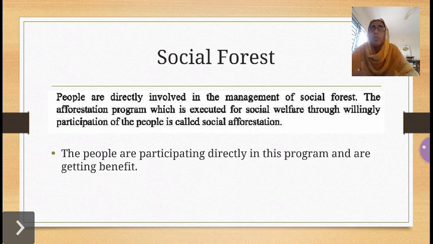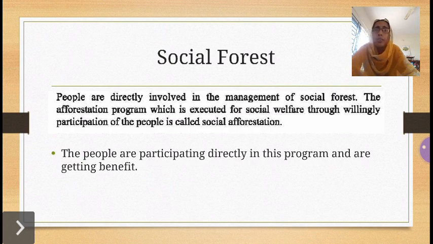Now I think you have seen many tall trees beside roads, rail lines and the highway roads of Bangladesh. I also observe it, and I think you also observe it when we go on highway roads for traveling. We find many tall trees beside all roads, highways, even rail lines. All of these are included in social afforestation.